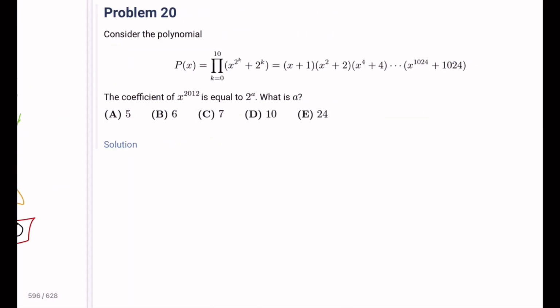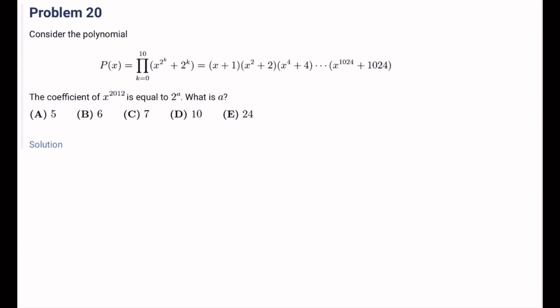It's B. Number 20. Consider the polynomial P(x) equals the product of (x^(2^k) + 2^k), which is just all this, right? The coefficient of x to the 2012th power is equal to 2 to the a power. What is a? Okay, so basically what this means is that each factor will contribute either its x or its constant. So if we wanted something like x to the 5th power's coefficient, that means this and this would contribute their x, and everything else, like this one, would contribute their constant.